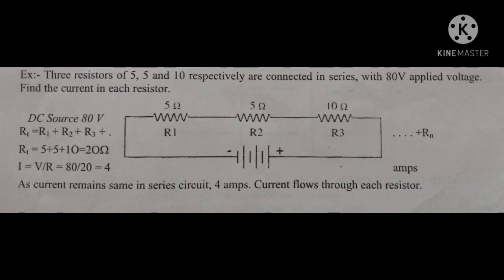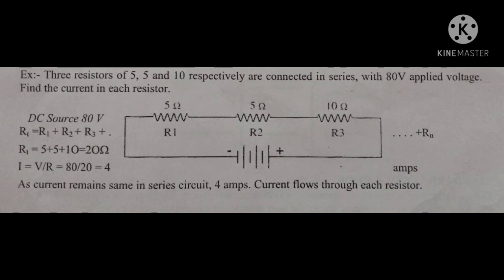The example coming on the screen is 3 resistors of 5, 5 and 10 ohms respectively connected in series with 80 volt applied voltage. Find the current in each resistor. On the screen we can see the diagram of the series resistance. R1 is 5 ohm, R2 is 5 ohm and R3 is 10 ohm respectively. And our DC source, that is the direct current source, is 80 volt.